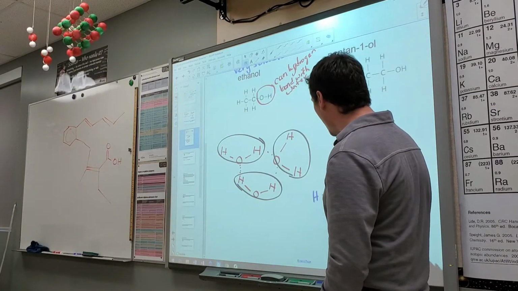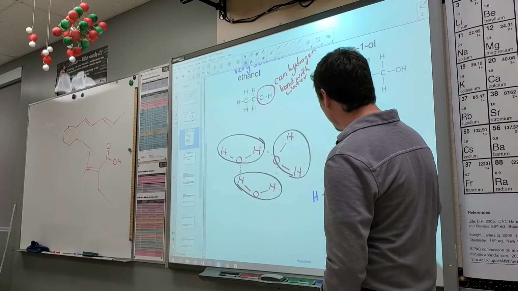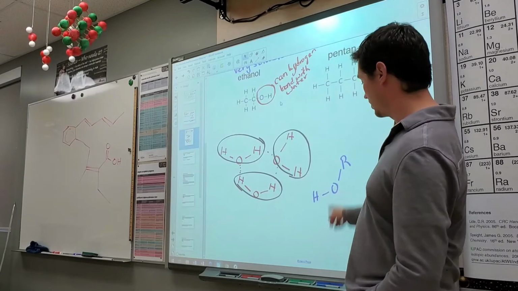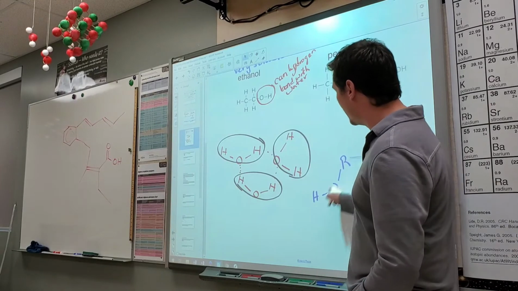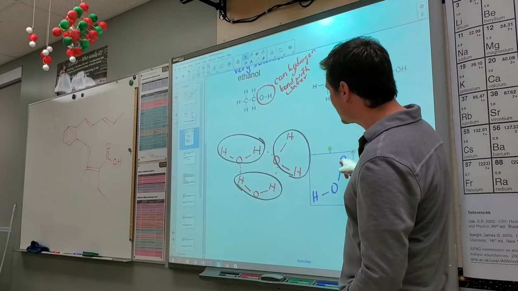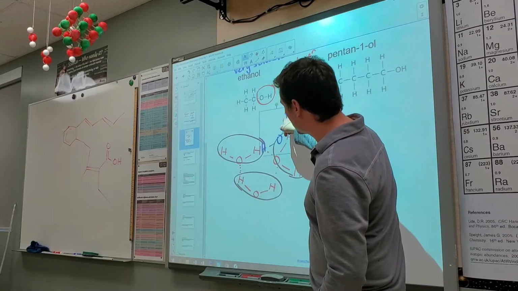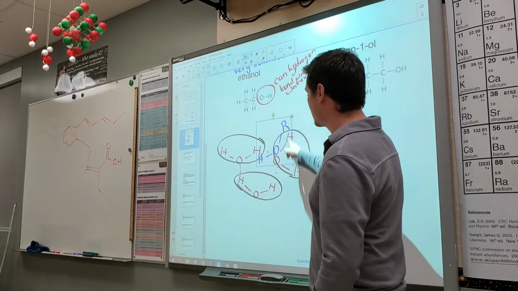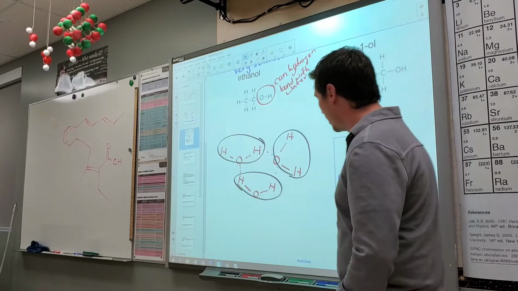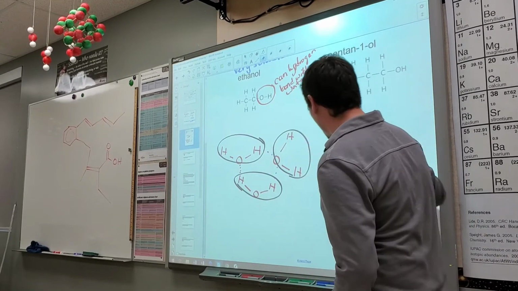So if we have this alcohol group, the hydrocarbon attached to OH, can this thing fit in here and start to hydrogen bond with the other water molecules? Yes, it can. Totally it can. Let's draw a different organic molecule.